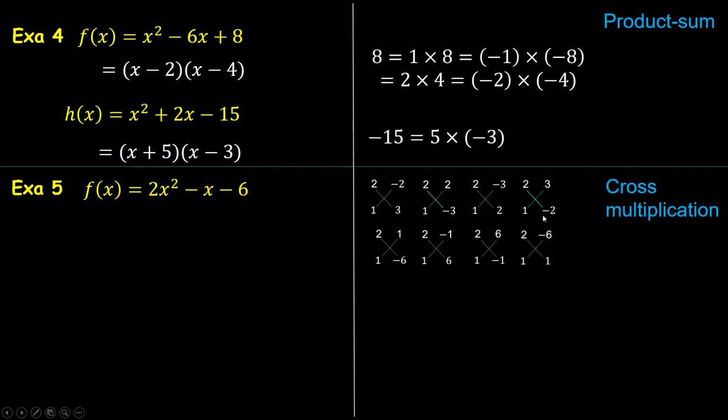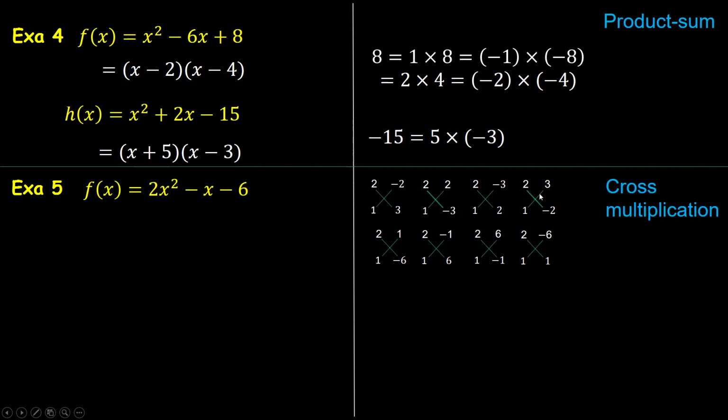Okay? Then if you do cross multiplication, what does that mean? You cross multiply 2 times 3 and then 1 times minus 2. Okay, 2 times 3 is 6. 1 times minus 2 is minus 2. 6 and minus 2 gives you 4, so this will not work. Okay, because you do need a minus 1 here. Let's see which one works. So I think this one will work because here you got a minus 4 and 3, and minus 4 and 3 gives you minus 1.